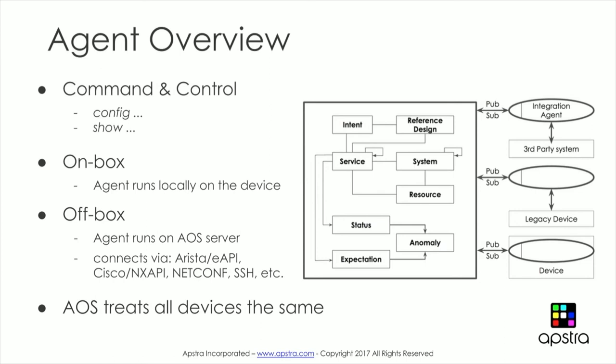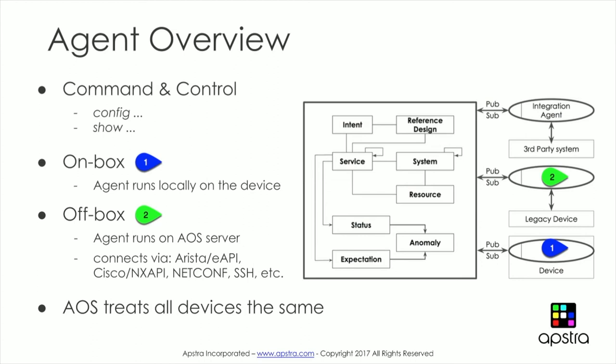Agents are the point of control for a given system that can perform both configuration management and the telemetric collection, so config and show. In AOS 1.1, we talked about on-box agents, where the software was running natively on the device for the types of devices that support that. Those devices then communicate back to the AOS system over the AOS channel. Now, in 1.2, we've added the off-box agents, and those agents run on our AOS server, and they remotely connect to devices in your network.